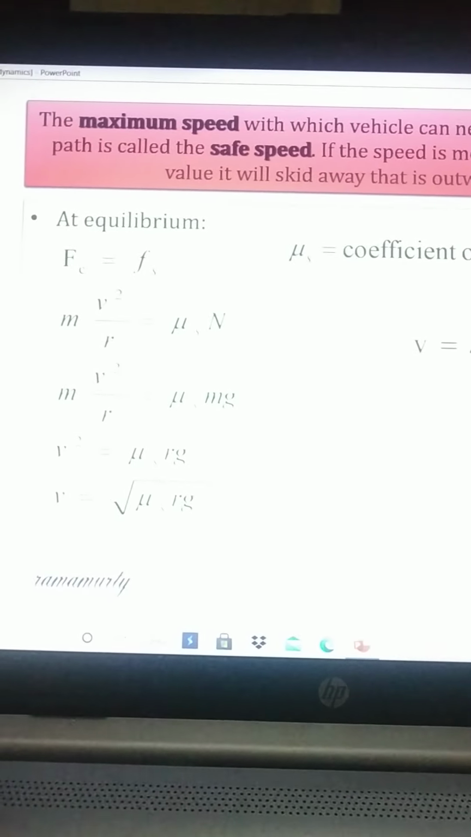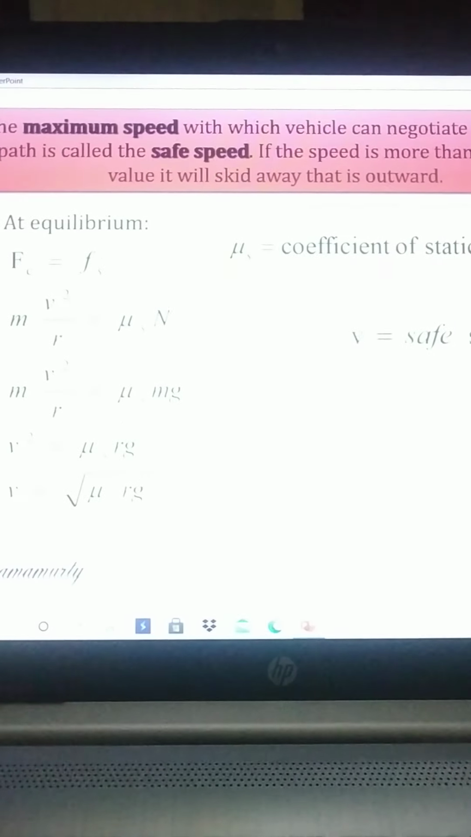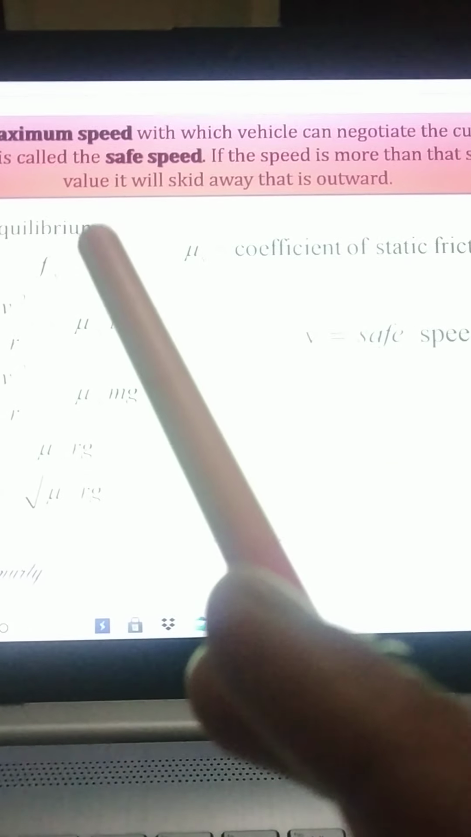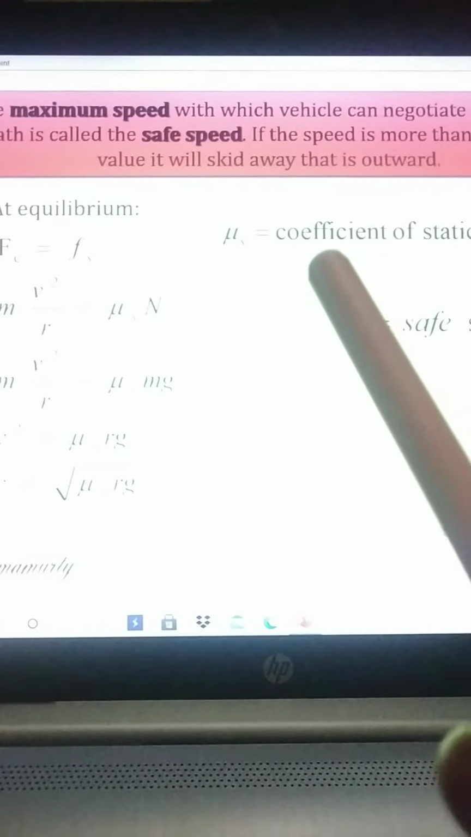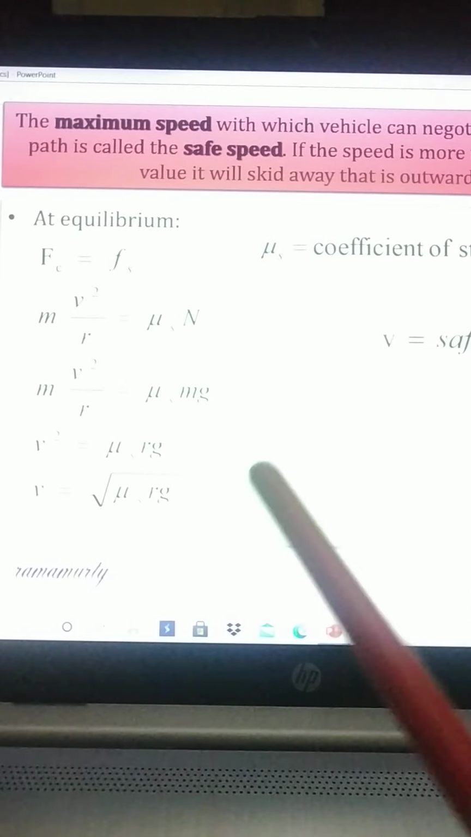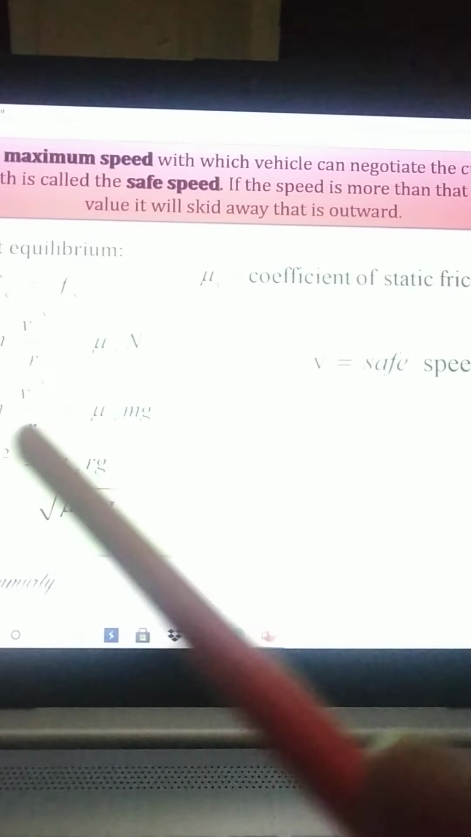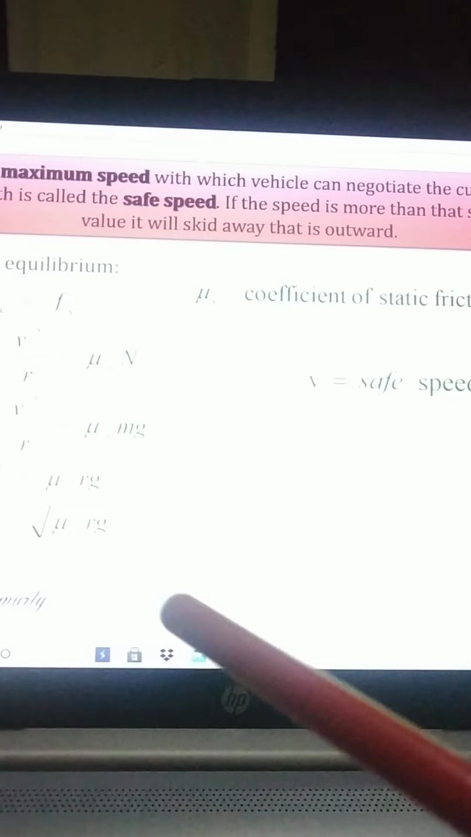The maximum speed with which a vehicle can negotiate the curved path is called the safe speed, and if the speed is more than that safe speed value, it will skid away, that is, outward. The static friction prevents the vehicle from slipping or skidding outward. So this resultant force is the centripetal force.